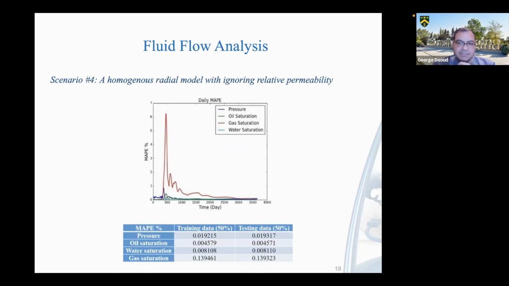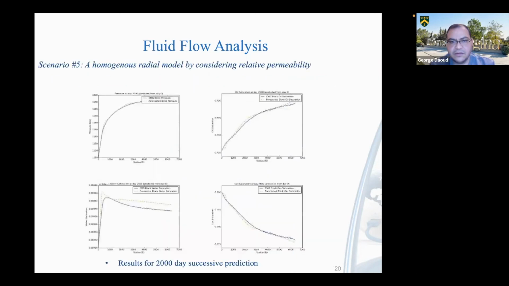Here is a summary of our results. The figure here shows how the mean absolute percentage error changes with time in the successive prediction mode, and the table shows the 1-day prediction error results. And as you can see, the results are good for both modes. Next slide.